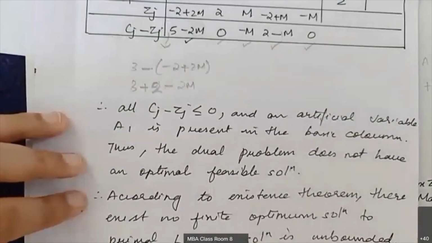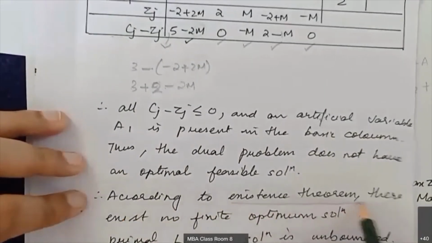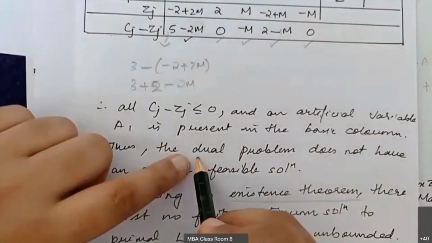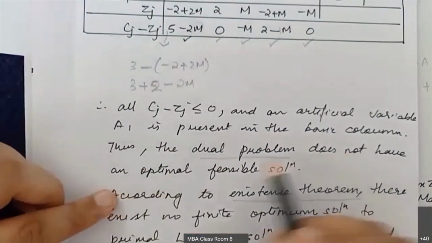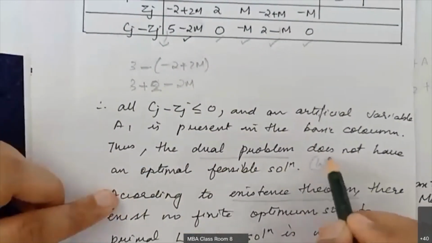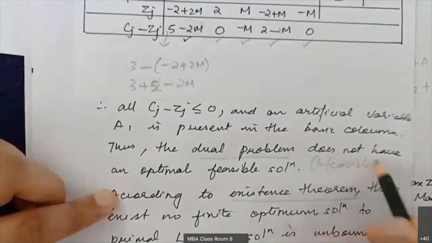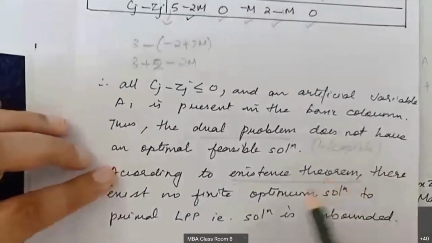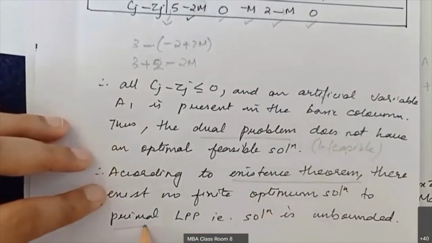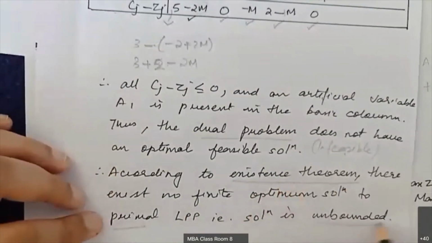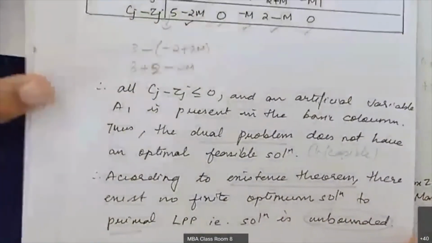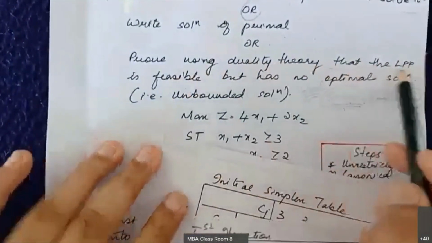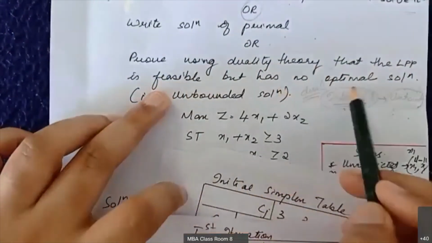So what is it according to our existence theorem? The existence theorem says that if any of the primal or dual, over here the dual problem, does not have a feasible solution, that means it is infeasible. In our dual it is infeasible. So what happens to the primal? According to the existence theorem, it will be an unbounded solution in the primal problem. That is what our existence theorem says. In our question, they have asked the same thing: prove using the duality theorem that the LPP is feasible but has no optimal solution.